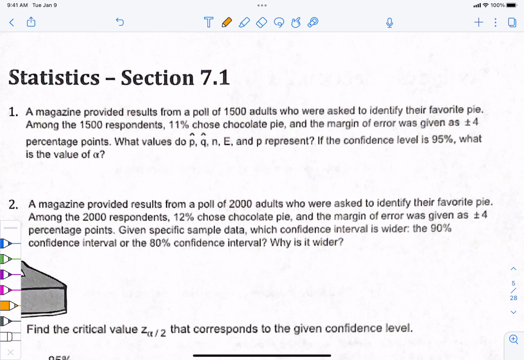Section 2 of 7-1 notes. We're going to start with number 1 on the homework and talk about what some of these variables are. So, did you guys do number 1? Did you guys try number 1?